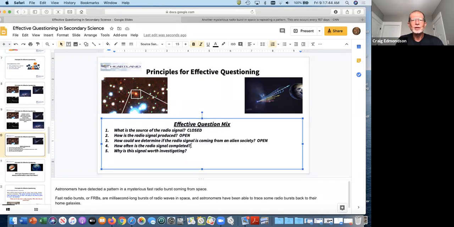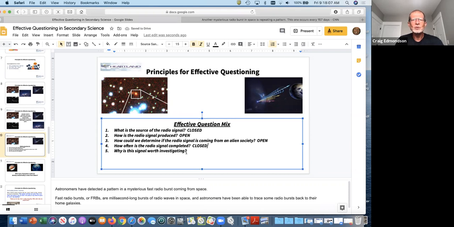So what would you think for number 4? How often is the radio signal repeated? Is that right there knowledge, or does that involve a more lengthy answer? If you go back to the article, those fast radio bursts, the FRBs, are coming on a regular cycle. So that would be a right there answer, so I would label that as closed.